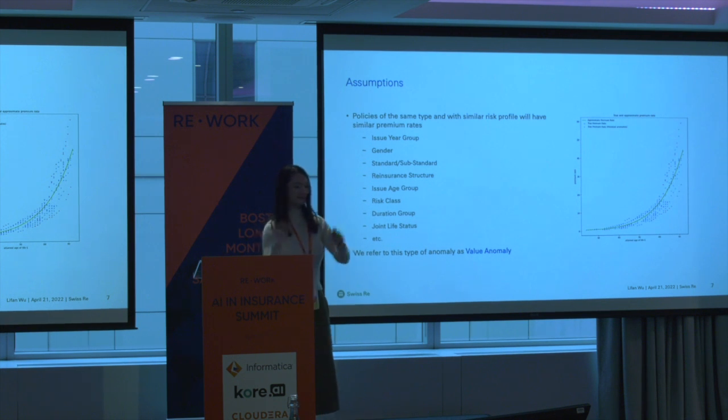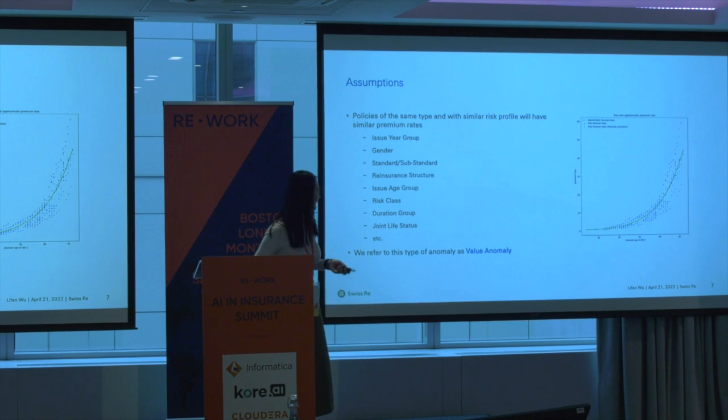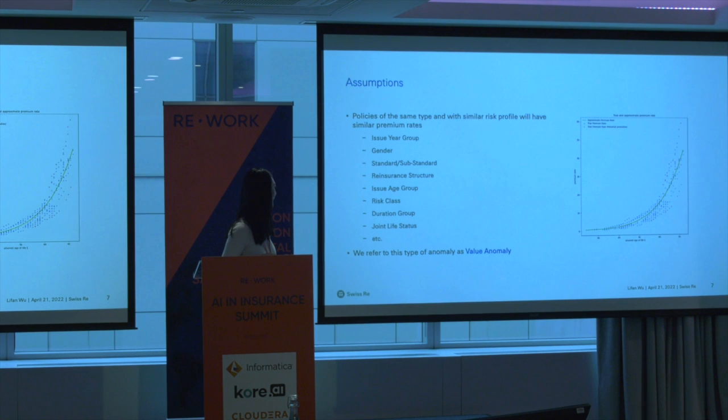On the right, there is a graph that plots the premium rates with respect to the attained age of the policyholder. We can see that there are some points that are away from the others. Those are the red points here. We call this type of anomaly value anomalies. Basically, what we do is look at each policy at each duration and compare its premium rate with other comparable ones to determine whether it is an anomaly or not.